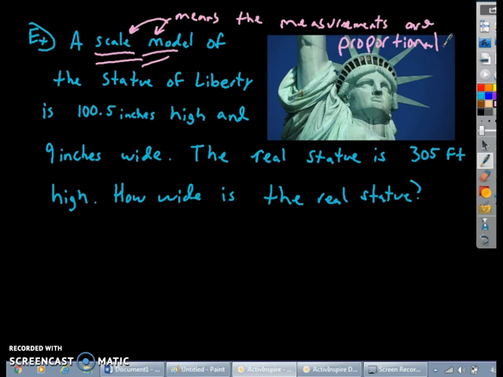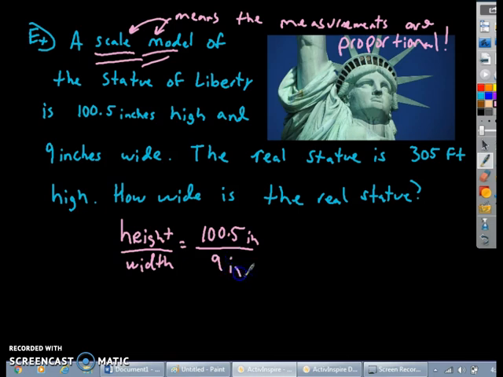All right, so I hate to have to write on the Statue of Liberty, but there we go. So it means the measurements are proportional. So if that's true, since they went height first, the next thing they gave was width. All right, and the height of the scale is 100.5 inches, and the width is 9 inches.